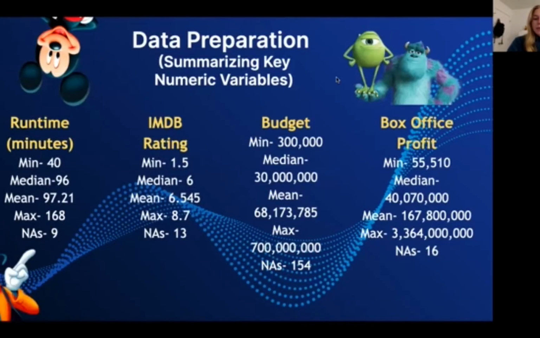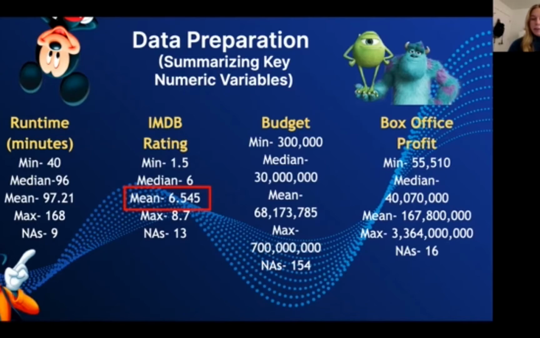The next step we did was summarizing our key numerical variables of runtime, IMDb rating, budget, and box office profit using the summarize function. So the output of the summarize function includes the minimum value, maximum value, median, mean, and the number of non-applicable observations in the data set. Additionally, it included the first and third interquartile range, but I'm not going to present them for simplicity's sake of our presentation. But one interesting observation from the summary is that the mean IMDb rating was 6.545. And this is interesting in context because IMDb rating scores are compiled by IMDb by gathering a mean for submitted individual ratings from viewers.